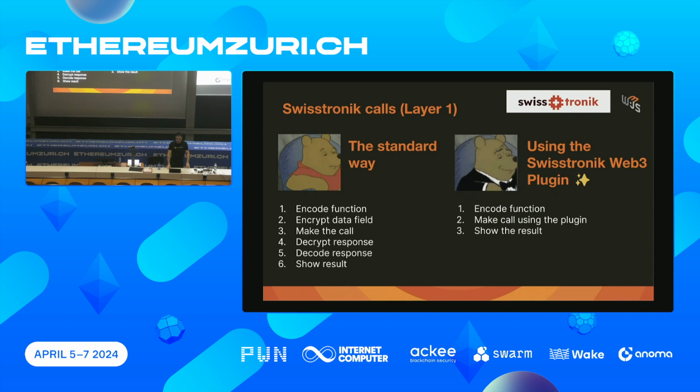Another example is Swisstronic, which is a layer 1 built on Cosmos SDK. If you want to make calls, this communication to reading functions, when you want to get the message, for example, in Swisstronic, you need to do all these things. You need to encode the function, encrypt the data field, make the call, all these six steps. But with the Web3 plugin, you just need to encode the function, you call the plugin, and the plugin abstracts all these different functionalities. It's doing this under the hood, and then you can just show the result at the end.